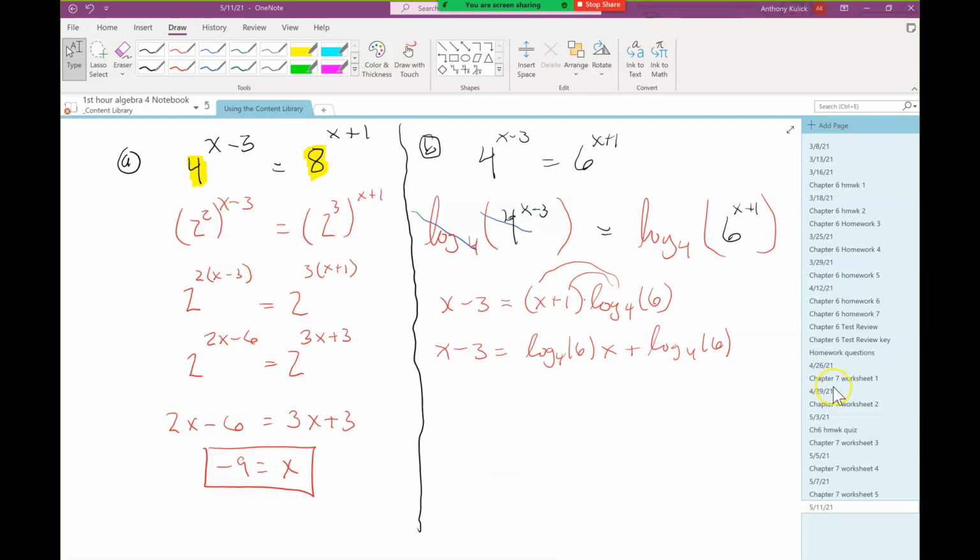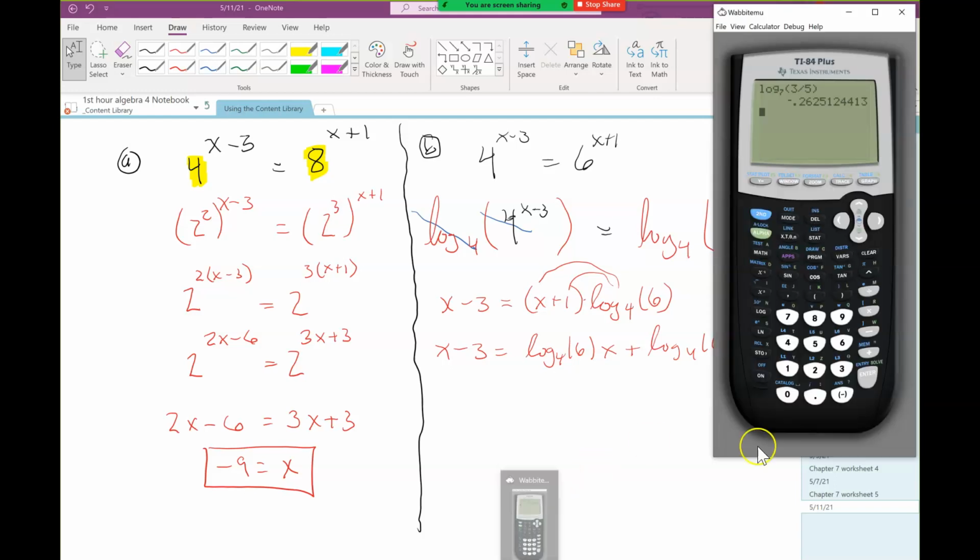So if it makes your life easier, you can turn that log base 4 of 6 into a number. You don't have to do it here. You can just hang on to the symbol all the way into the end, but I know some of us are more comfortable turning things into a decimal. So maybe we could round that number and call it 1.292.